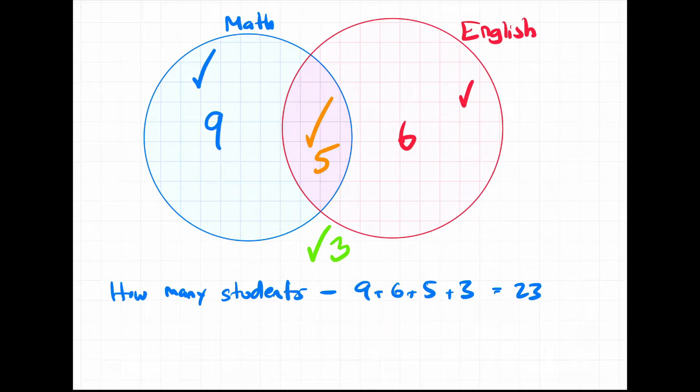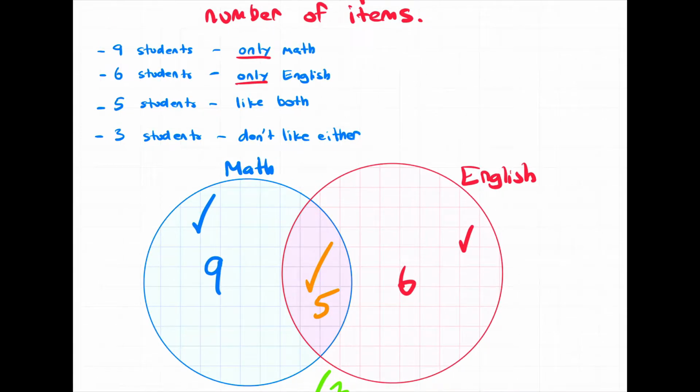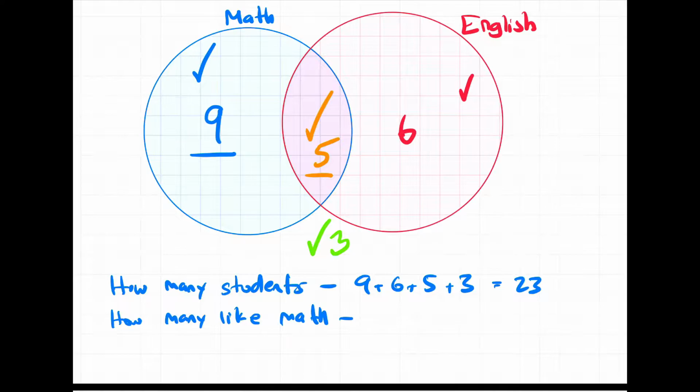Okay, now, how many students like math? Now this is where we have to look back here at this word only. Math only, remember, is this one right here. But all these students that are in the middle, they like both math and English. So really, how many students like math? Well, the answer is going to be the 9 that only like math plus the 5 that like both. So 14 students are going to like math.